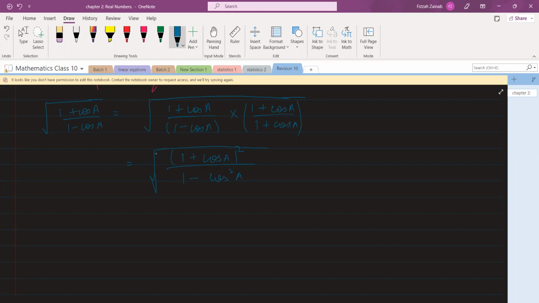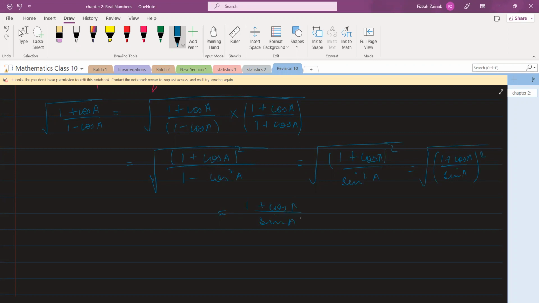What will happen to the denominator? What is 1 minus cos square A? Sine square A. Just change the denominator. So this is 1 plus cos A whole square divided by sine square A, right? You can write it like this: 1 plus cos A upon sine A and whole square. Now this square root and square will cancel and only 1 plus cos A divided by sine A will remain. That's it.